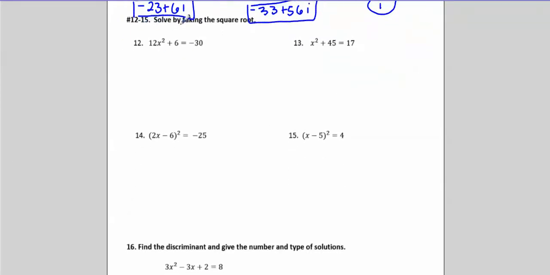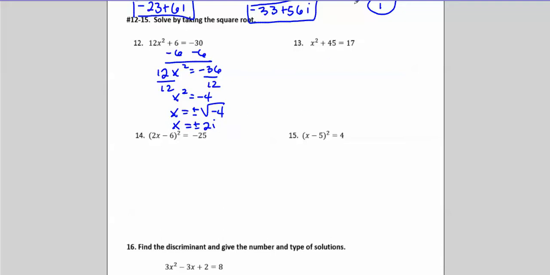In this section, 12 through 15, we're solving by finding the square root. So you need to isolate the squared value first. So I'm going to get rid of the +6 with a -6. And then I'm going to divide by 12 on both sides. And I have x squared equals -4. So you're going to solve with a square root. Whenever you solve with a square root, remember your plus or minus. So square root of a negative gives you the i, so I get x equals plus or minus 2i.